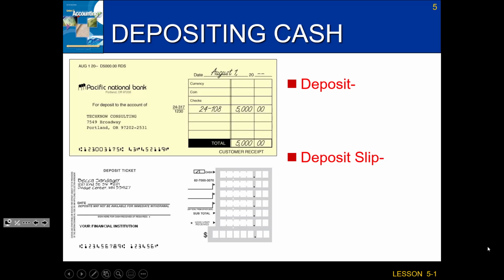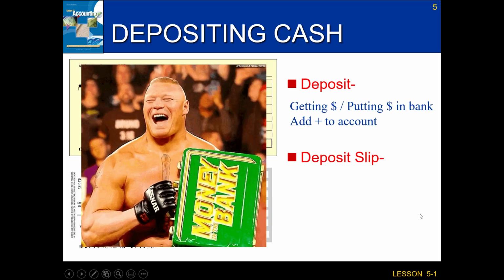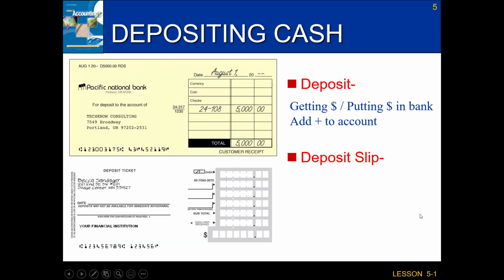So let's start with the better one, which is getting money and depositing checks. As a reminder, a deposit is when you are getting money, you're putting money into your bank account. So we're going to add that when we do our math. And before we can do a deposit, we have to fill out what's called a deposit slip.